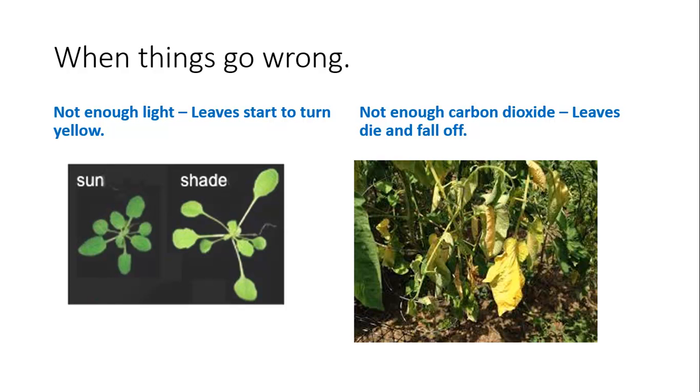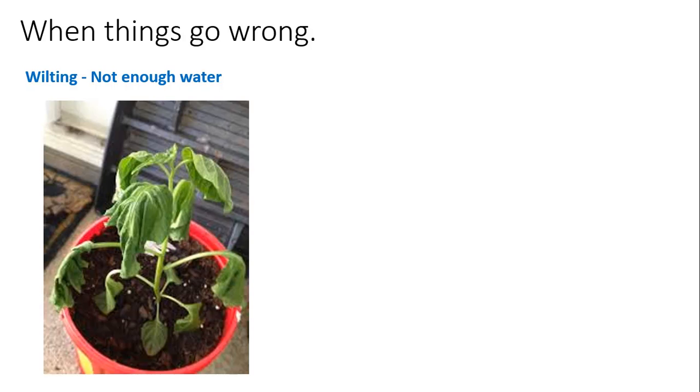When things go wrong, so not enough light, the leaves will start to turn yellow. There's an example in the picture. Not enough carbon dioxide, again, leaves die and fall off. They turn yellow and fall off. Another, wilting. The picture shows a plant that is wilting. There's not enough water to help the plant stand up.